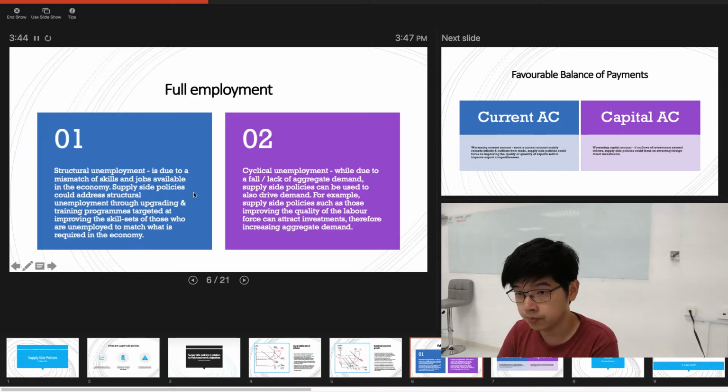As for cyclical unemployment, it is usually due to a fall in aggregate demand, but supply side policies can also be used to drive demand. So for example, if you carry out supply side policies to improve the quality of the labor force, it can help to attract investments, therefore increasing aggregate demand.